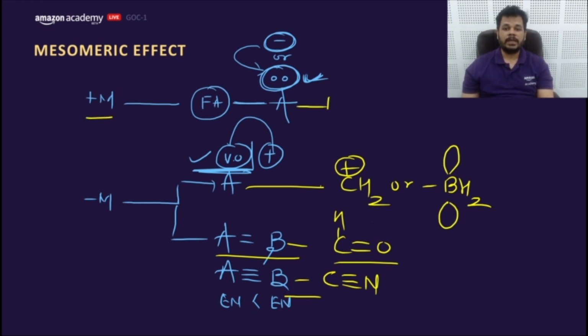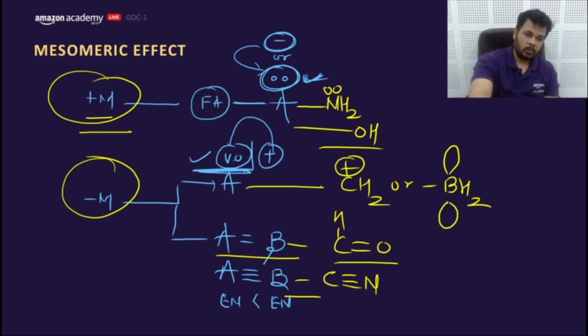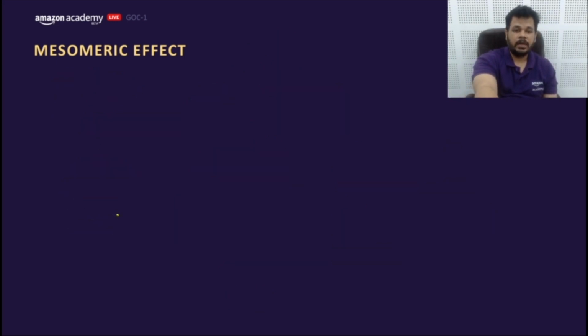For lone pair, an example is NH2. Some other example like OH. These are examples of plus M and minus M. These are donating effects, these are withdrawing effects.